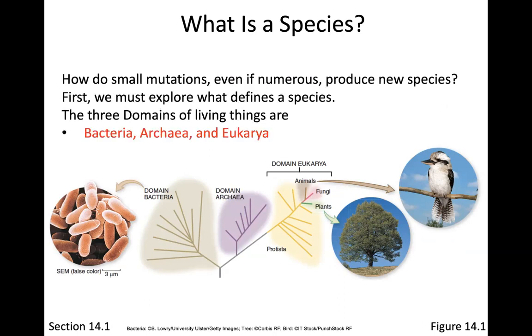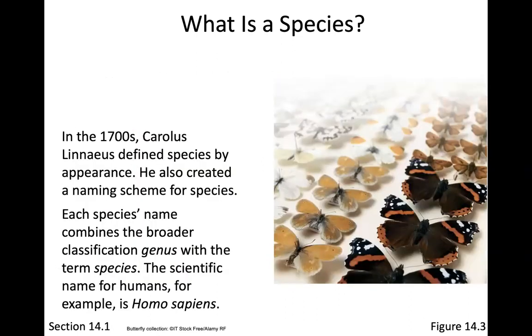So how do small mutations, even if numerous, produce new species? First, we must explore what defines a species. And there are three domains: bacteria, archaea, and eukarya. In the 1700s, Carolus Linnaeus defined species by appearance. He also created a naming scheme for species. Each species name combines the broader classification genus with the term species. The scientific name for humans, for example, is Homo, which is a genus, and sapiens, which is a species.